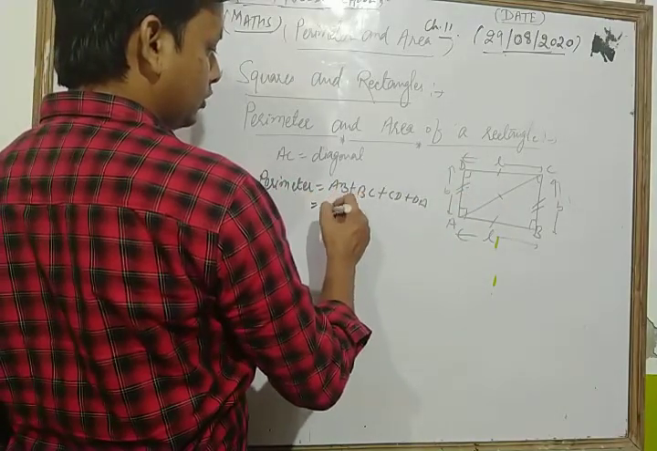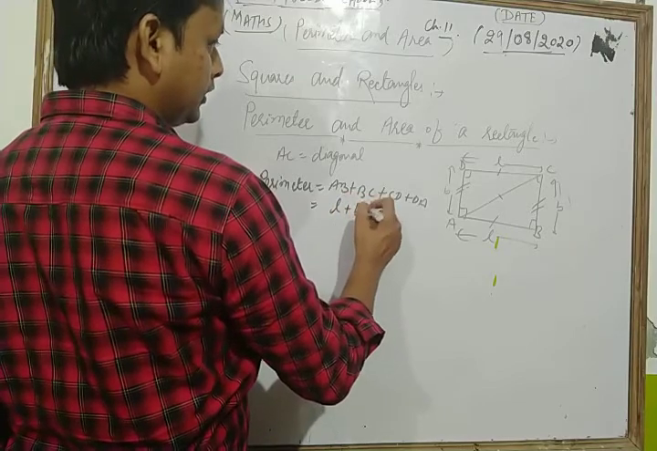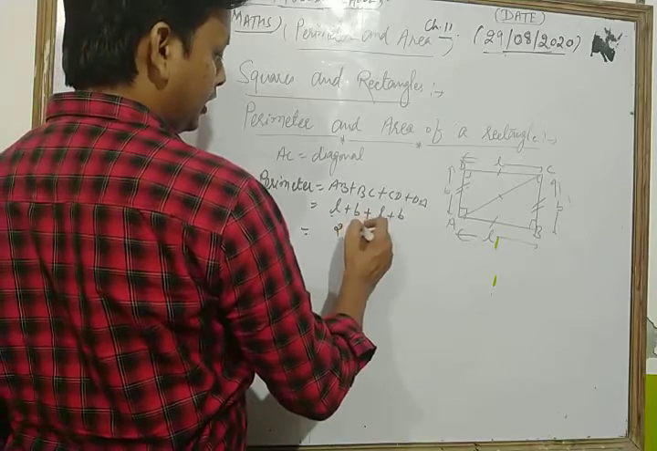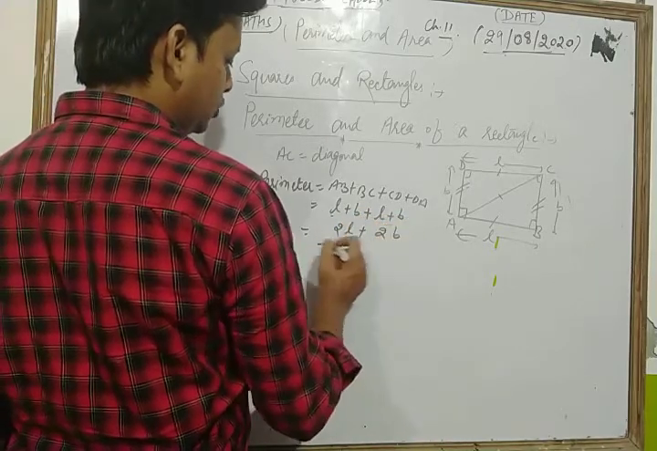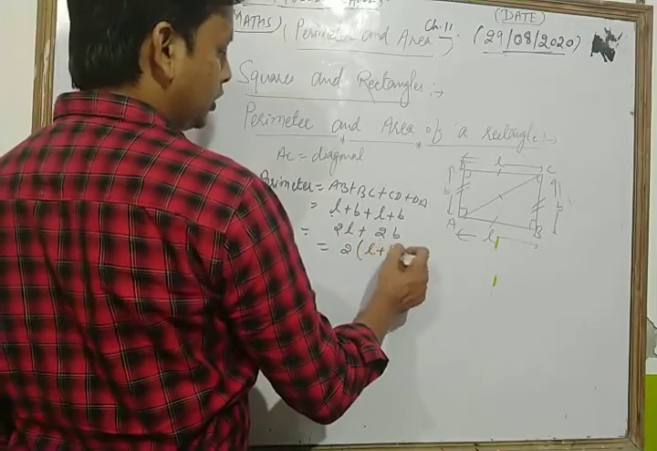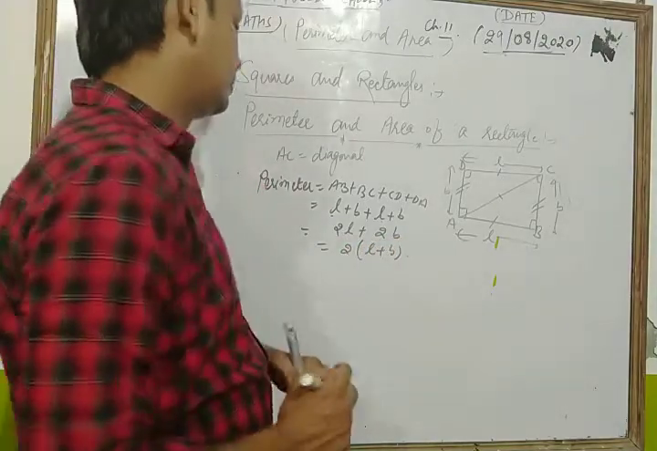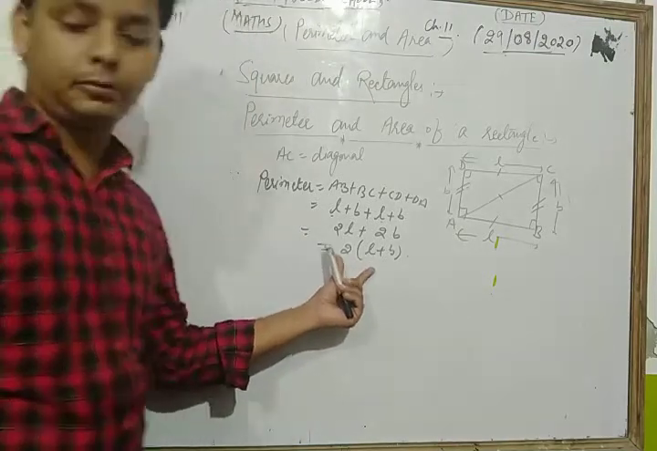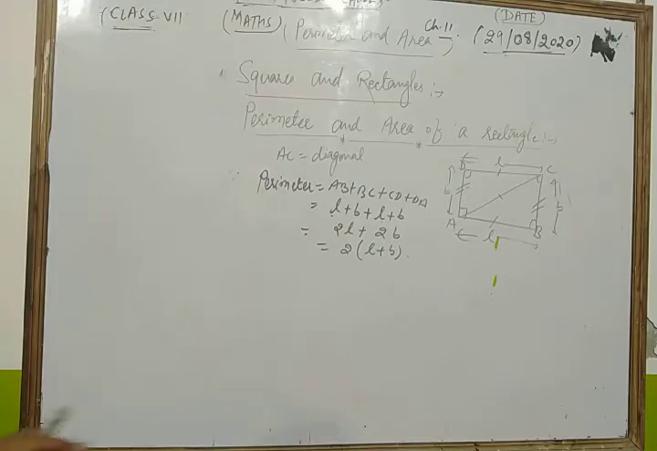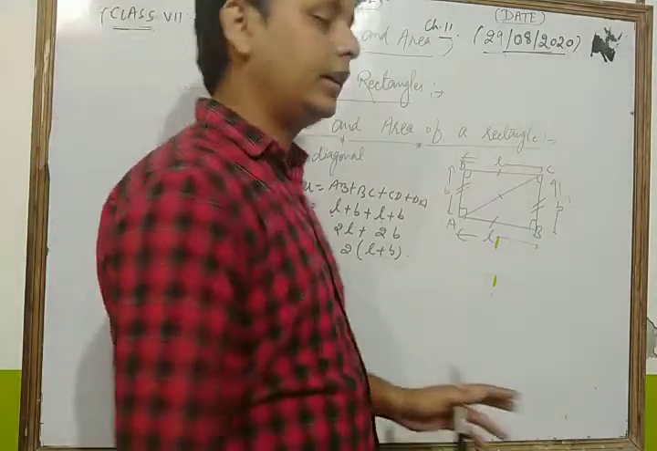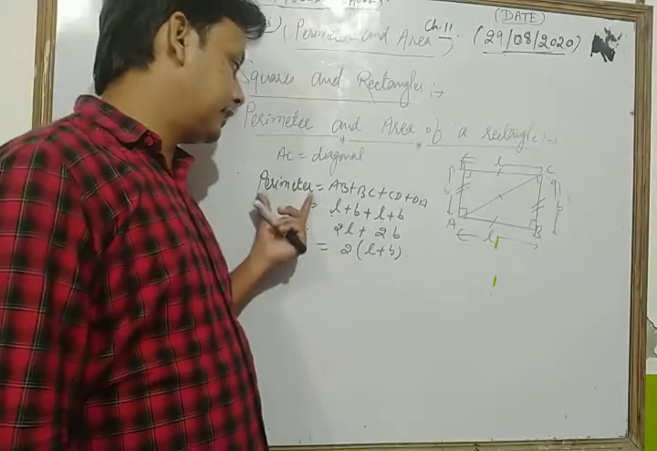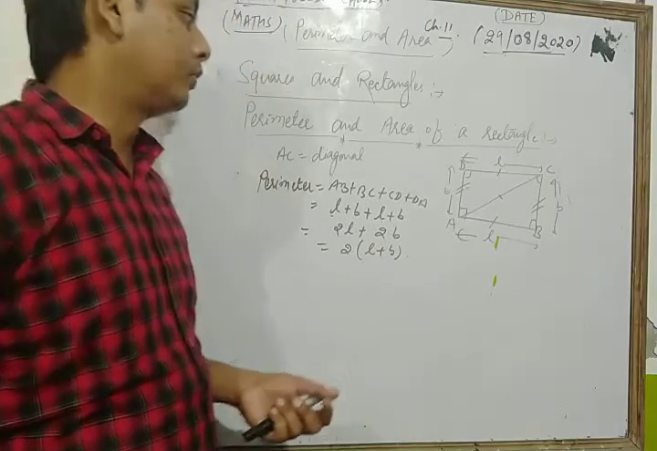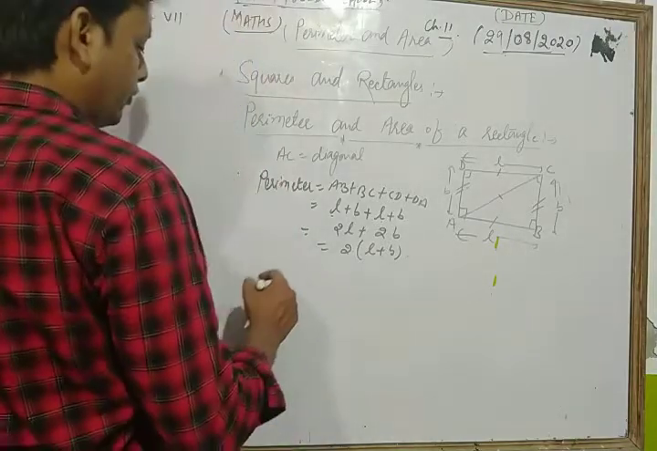So we put AB is equal to L, BC is equal to B, CD is equal to L, and DA is equal to B. Now L plus L means what? 2L. B plus B means what? 2B. Now we take 2 as common, so we get 2 times L plus B. So in this way we can say that the perimeter of a rectangle is equal to 2 times length plus breadth, meaning 2 times L plus B. Now we discuss the area of a rectangle.